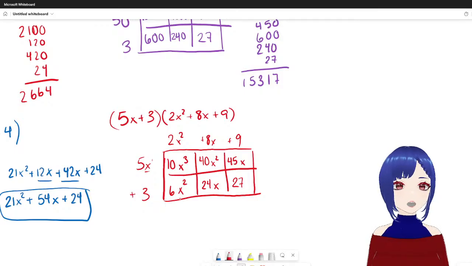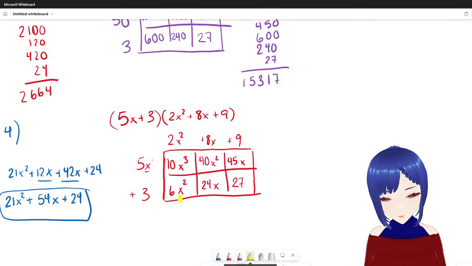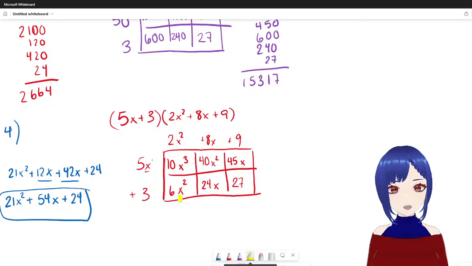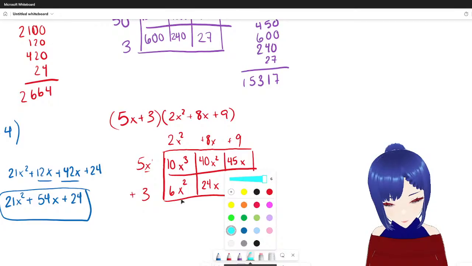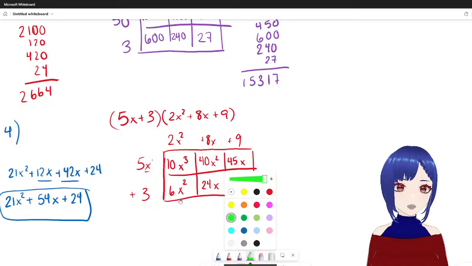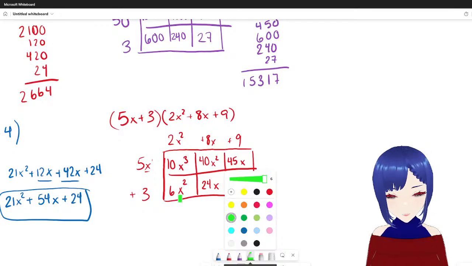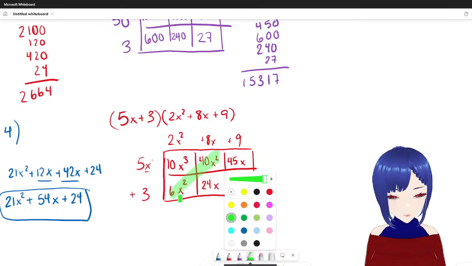So you'll notice when we did this, and it actually was true for the other one as well, we used a highlighter. Hopefully this is a good color. No, let's change it to green, really greener contrast. You'll notice if we do diagonals, and it pretty much is always diagonal to the right, 6x squared, 40x squared, if they're diagonals and they're all combined, they're like terms.